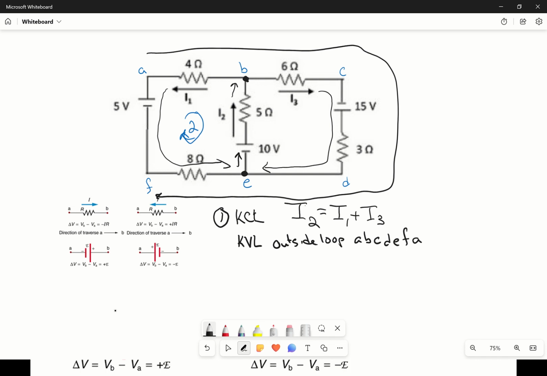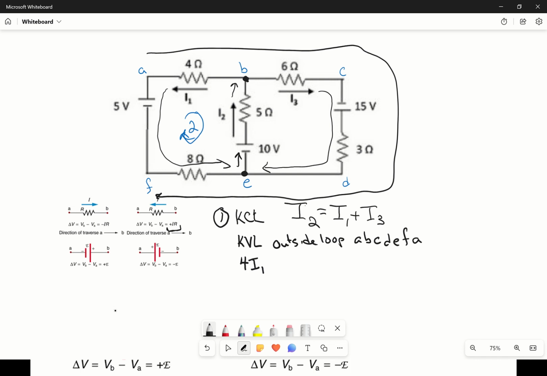So going from A to B, I1 is going from B to A. I'm going in the opposite direction to I1. So that means the voltage drop is going to be plus I times R. So it's going to be plus 4, and the current is I1. So the R is 4, the current is I1, and it's positive because I'm going opposite to the current.